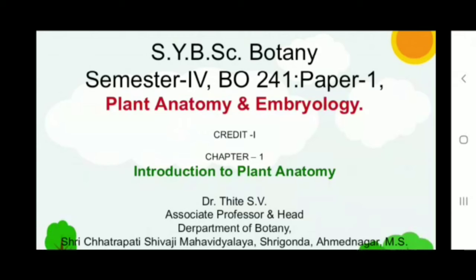Then Edward van Tieghem, 1839 to 1914, proposed the stelar theory. He worked on various types of steles and explained them on the basis of comparative morphology and phylogeny. Then I.W. Bailey worked extensively on various aspects of plant anatomy and published a book, Contributions to Plant Anatomy, in 1954.